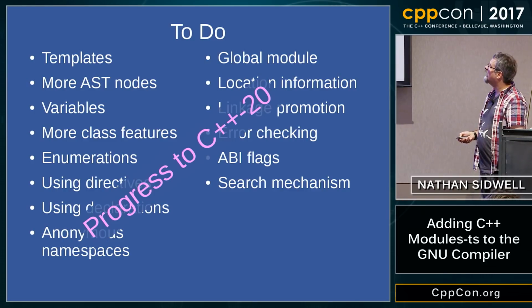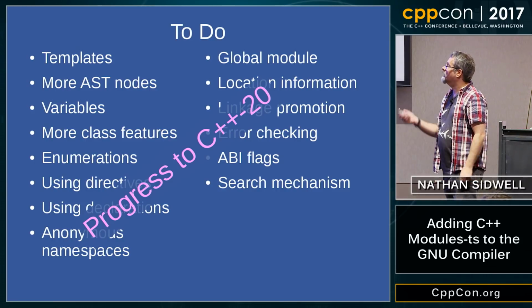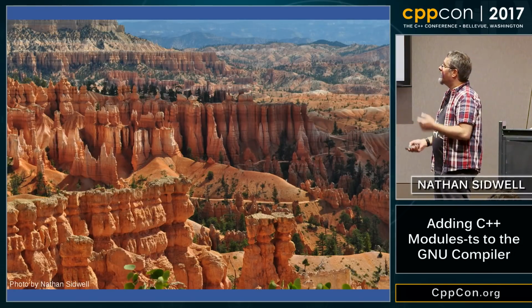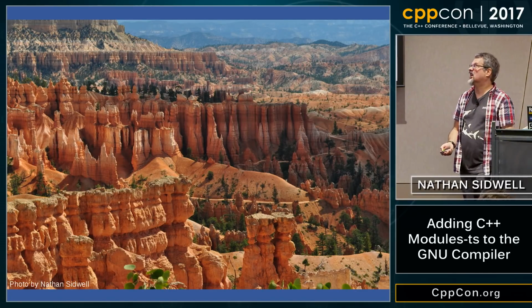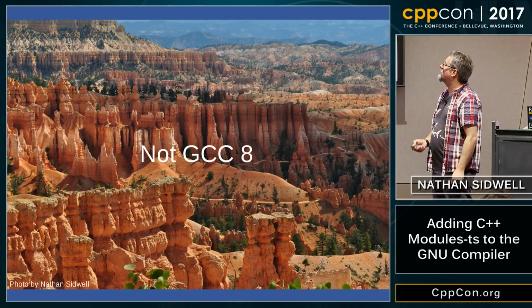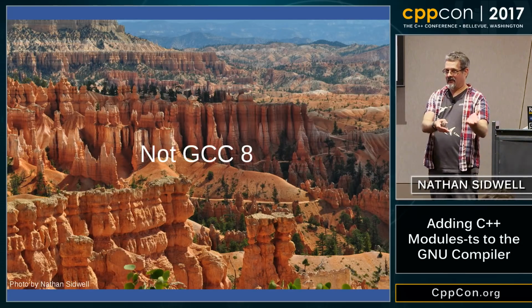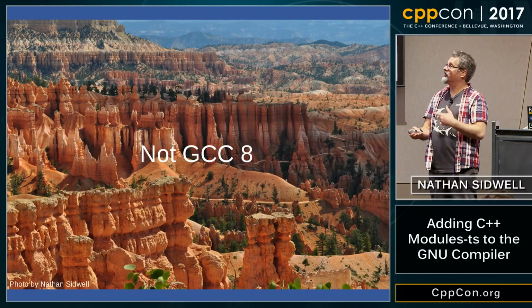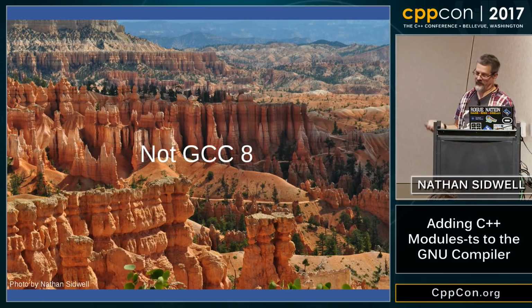So it's got to get into C++20, but it's a big to-do list. The next question is, when's it all going to be ready? Predictions are hard, particularly when they're about the future. So I will make this prediction: it's not GCC 8. As I said earlier, GCC freezes for release around December for a release in spring, and that gives me 2 months to do that to-do list. That's not going to happen. So not GCC 8, go and admire Bryce Canyon because it's beautiful.